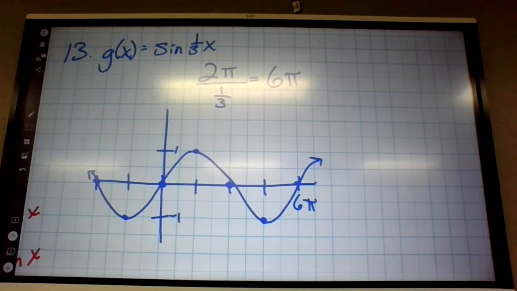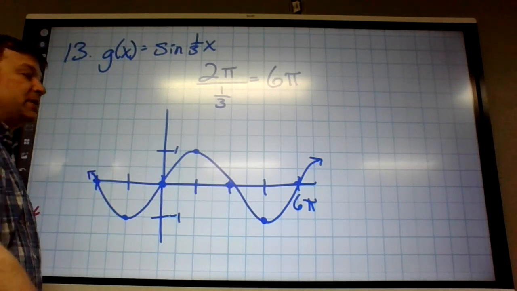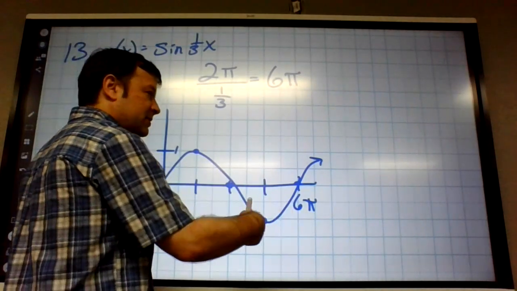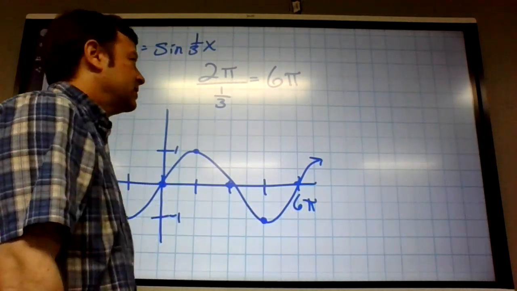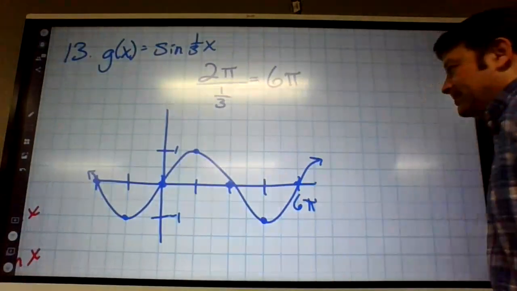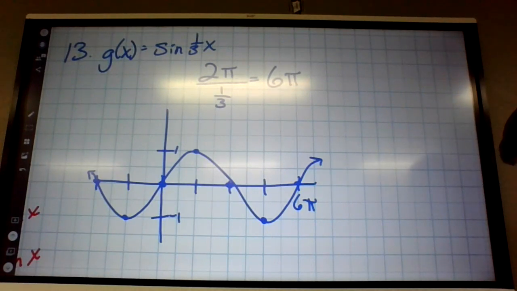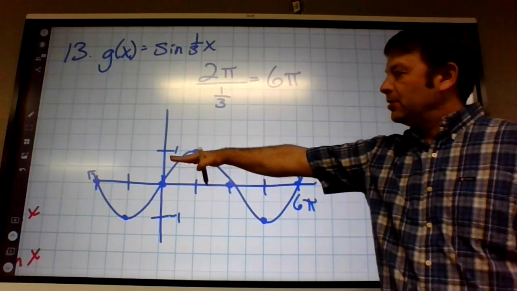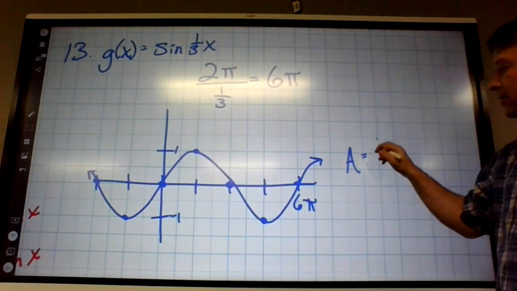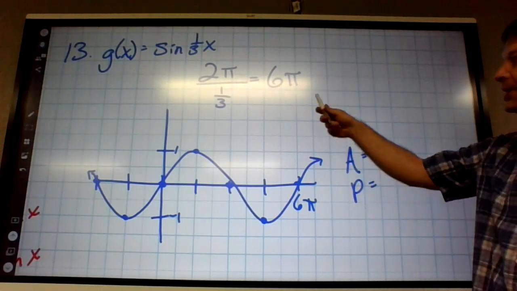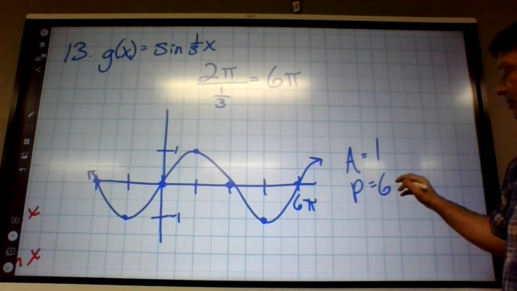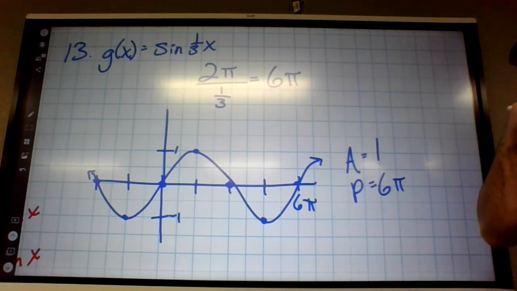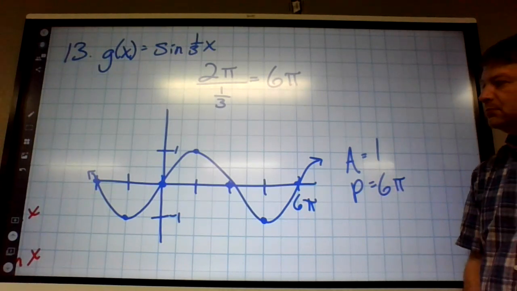I guess the bad thing about using that trick is you don't get a feeling of how the graph is stretching, because you kind of make them all look the same, but I'm okay with it. It's kind of all relative. Okay, so the amplitude is 1, and the period, which we kind of had to find to graph it, is 6 pi.